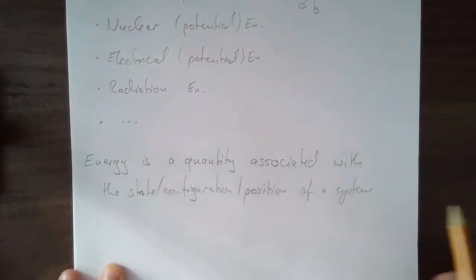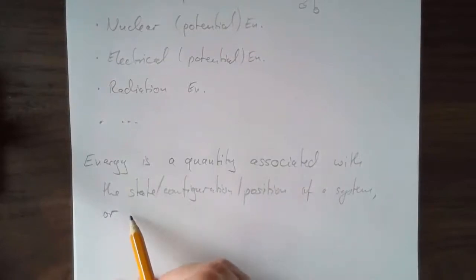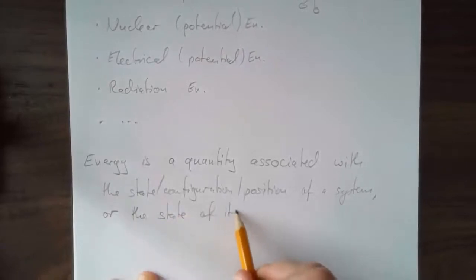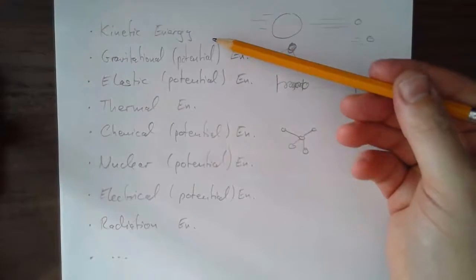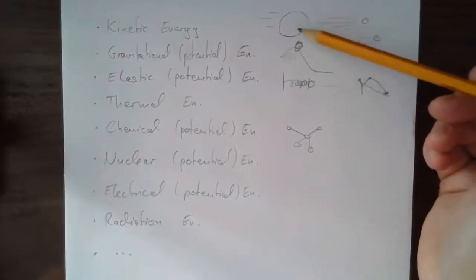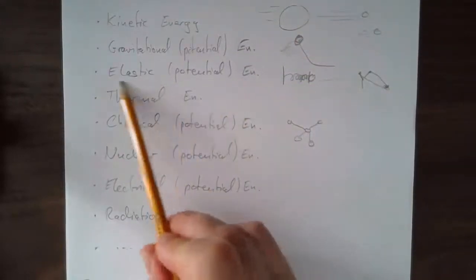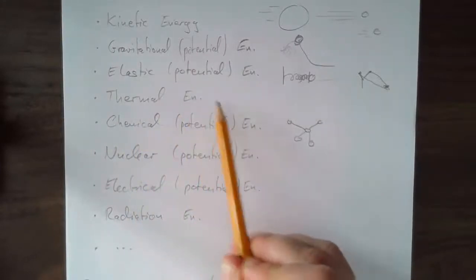This is for the case of potential energies. Or it's the state of its motion, and that would be kinetic energies, right? So kinetic energy itself is how quickly mass is moving. How much mass is moving, how quickly, that will determine the kinetic energy. Thermal energy is actually a type of kinetic energy. It is the kinetic energy of the individual little atoms that make up something.